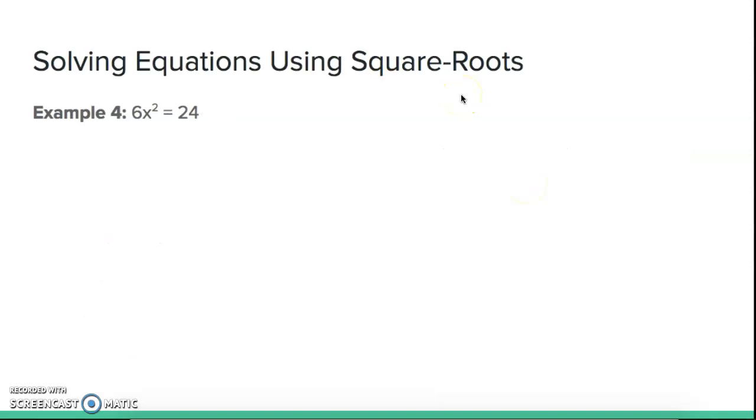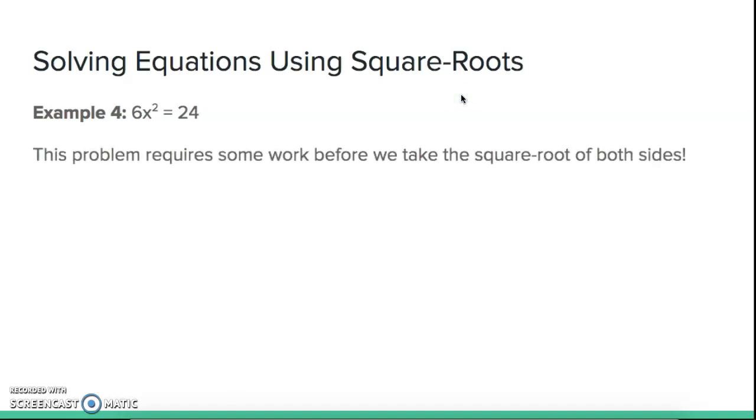All right, everybody, here's our final example. We have 6 times x squared equals 24. And just like in our previous 2 examples, we're going to have to do a little bit of work before we can take the square root of both sides.